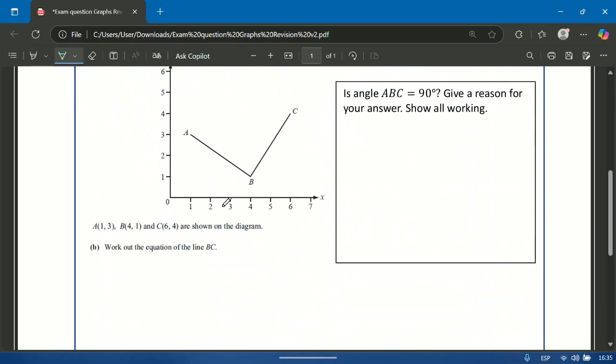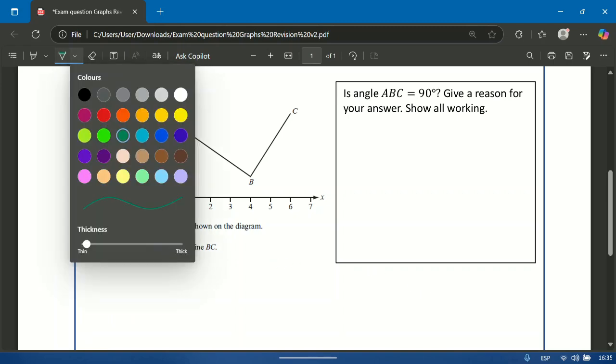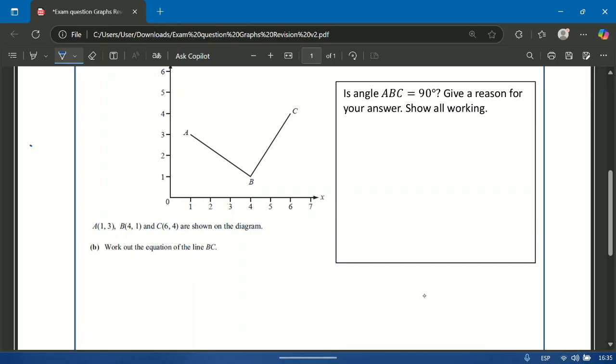Let's go on to the next question. Here they give us 2 lines, they give us the coordinates, and they want us to work out the equation of BC. Okay, this time they don't tell us how to write it, but we need to know when they ask the equation of a line, we need to write it as y equals mx plus c. So again, we need to find the gradient and then the y-intercept. If you can read my ugly handwriting, it says y-intercept.